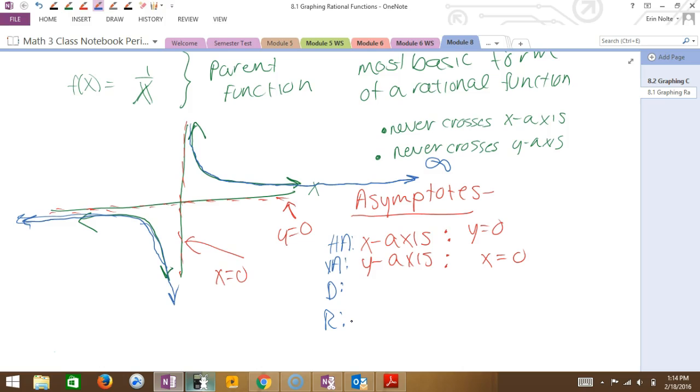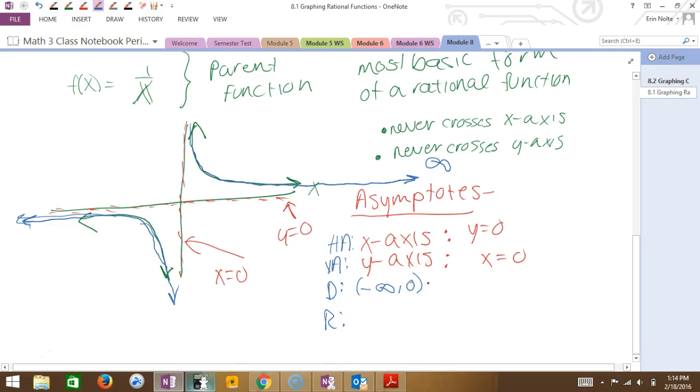Oops, we can't go there. So how do I write that? And then after that, 0, we can go on all the way to infinity. So we can write it like this. So our domain is going to start at negative infinity, start on that left side, and go to 0.